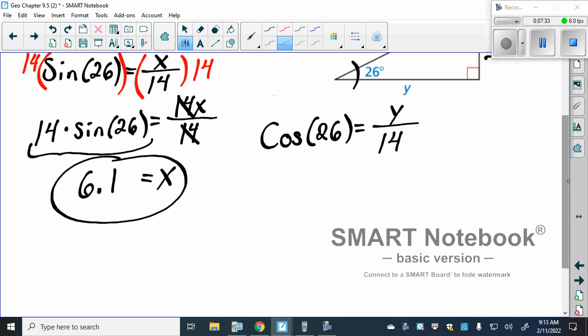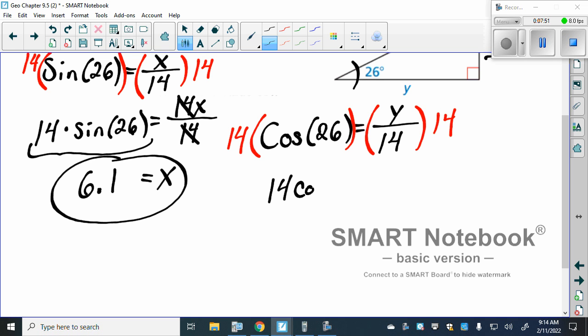Now what can we do next in solving this here? Multiply both sides by 14. And on the one side, we'll get 14 cosine of 26 is equal to, well, we wrote it out on the first one and saw that the 14 and 14 would cancel out, yes? So that means over here, this 14 and 14 will cancel, leaving us with just y.